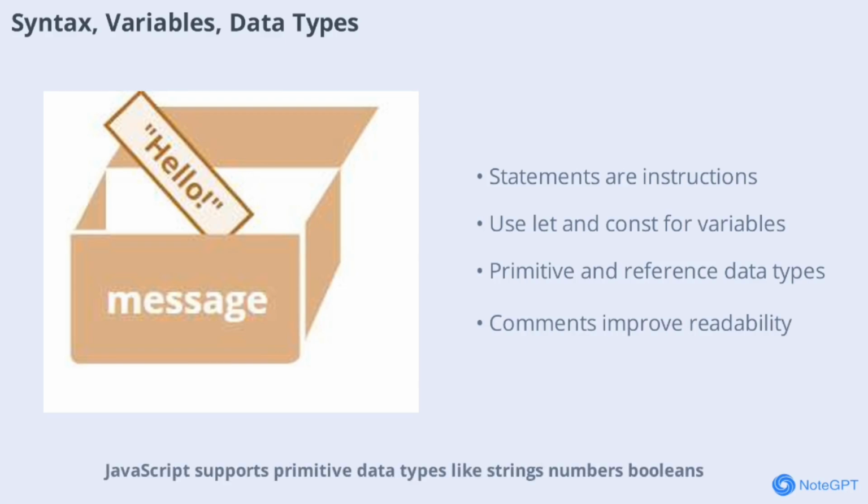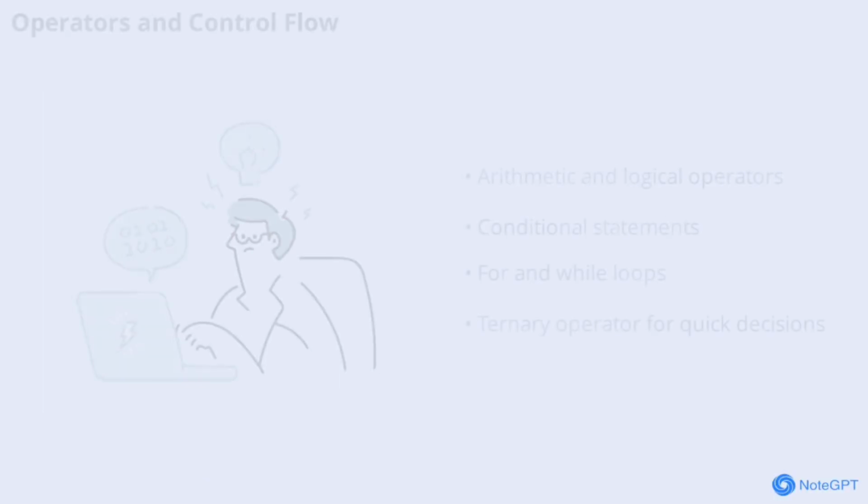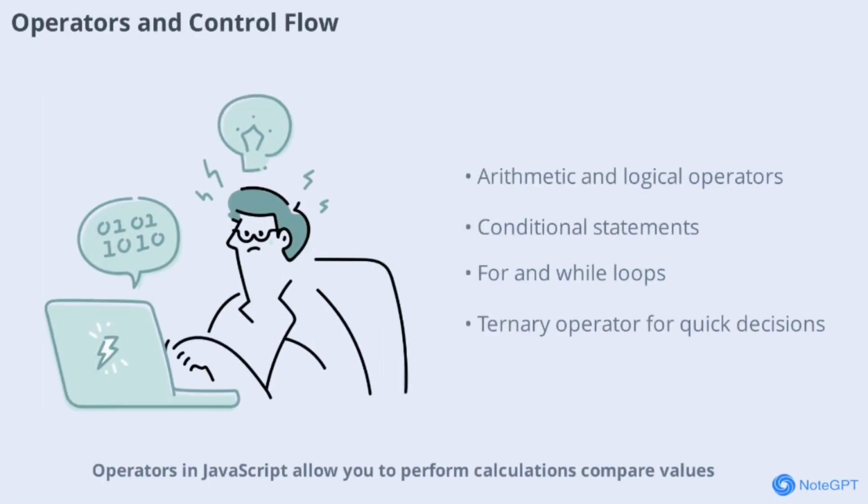JavaScript supports primitive data types like strings, numbers, booleans, undefined, and null, as well as non-primitive types like objects, arrays, and functions. Understanding these basics is essential for writing clear and effective code. Comments, both single-line and multi-line, help explain your code and make it more readable. Operators in JavaScript allow you to perform calculations, compare values, and assign data.